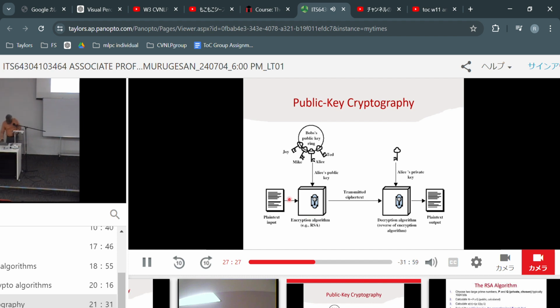Even though the sender encrypts the message using the public key of the receiver, can the sender decrypt the message? Cannot. That's why public key cryptography is called a one-way trapdoor function. Once encrypted, no way it can be decrypted. Just send, that's all.